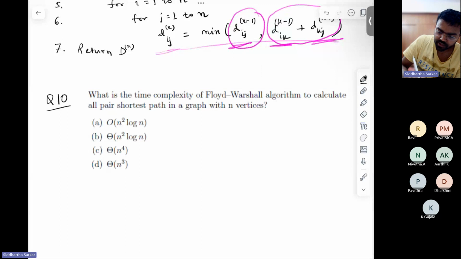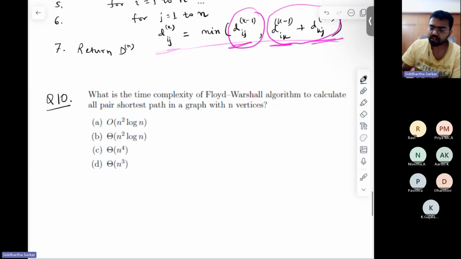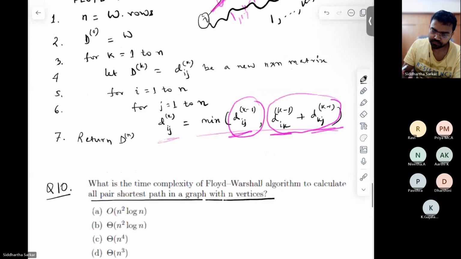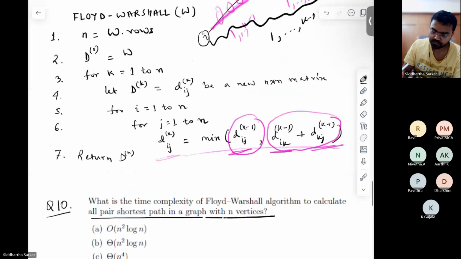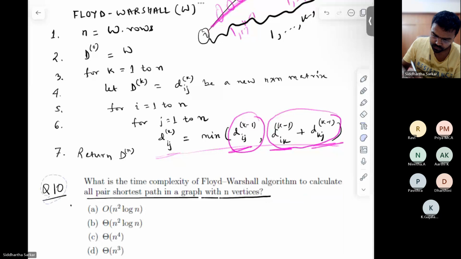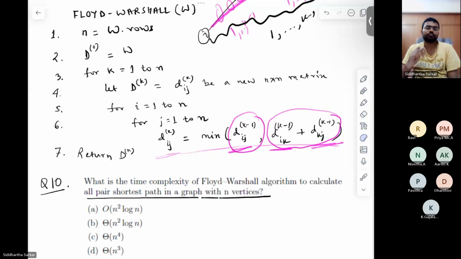So this is the last question of today. What is the time complexity of the Floyd-Warshall algorithm to calculate all-pairs shortest paths in a graph with n vertices? So we'll look at the algorithm. You have n vertices in the graph. You're performing this algorithm. It has multiple for loops, and you want to find the running time.